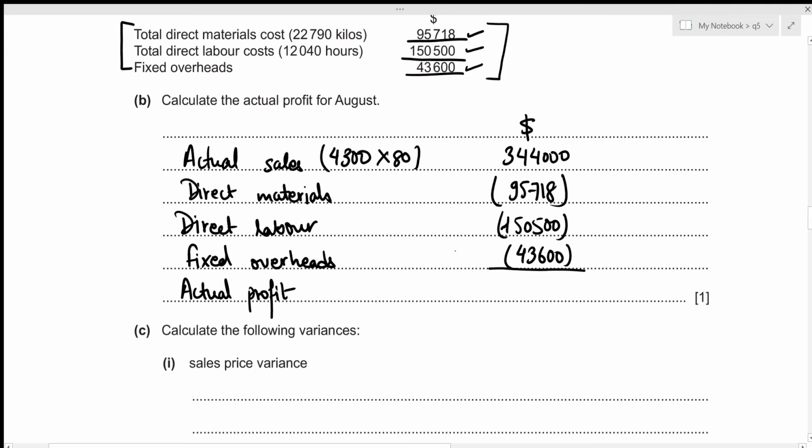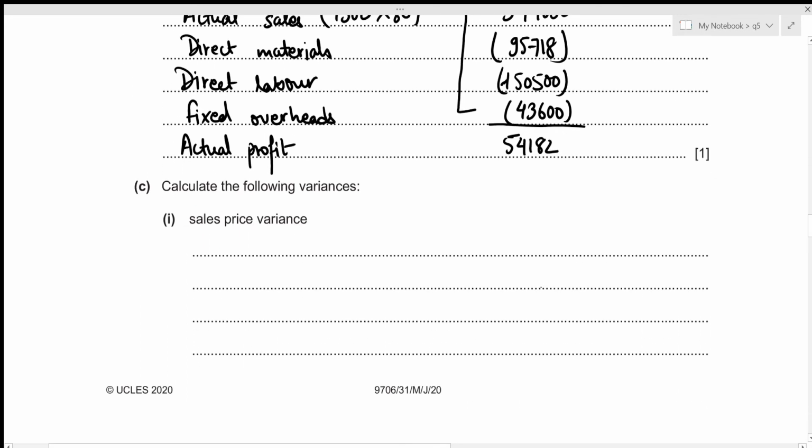That would be the sum of these four units. So that's 344,000 minus 95,718 minus 150,500 minus 43,600, which results in our actual profit for the month of August to be 54,182. This concludes the second part of this question. Now we can move towards the third one. So we need to calculate the variances for the third part.